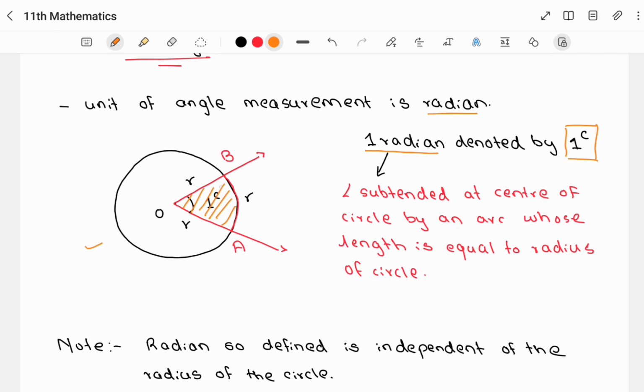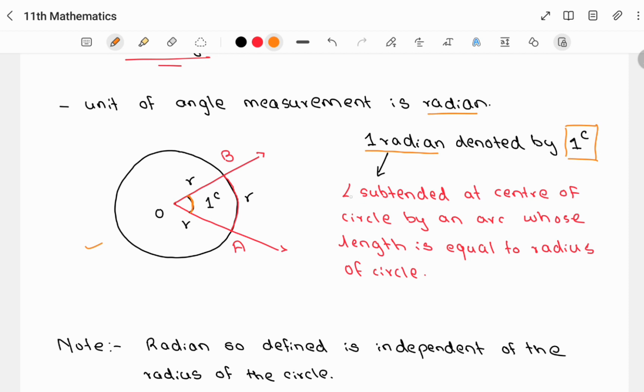Okay. Now this sector, as we can see, is subtending an angle, this angle. Okay, this angle it is subtending where? At the center of the circle.